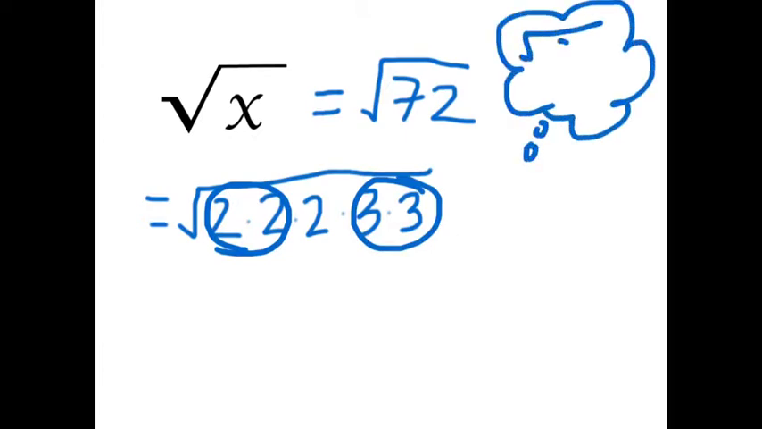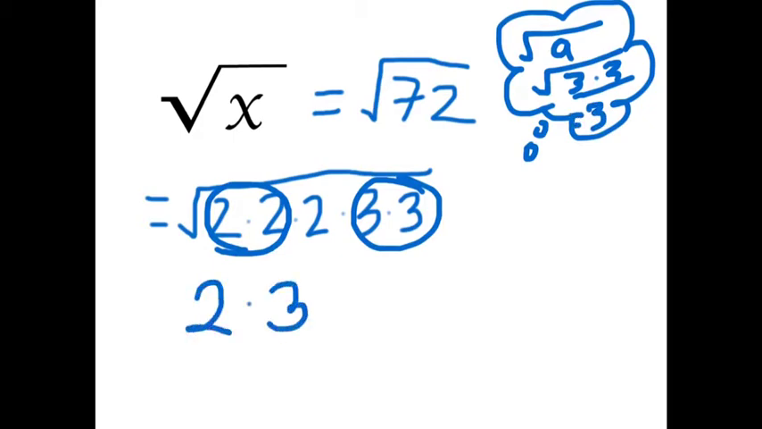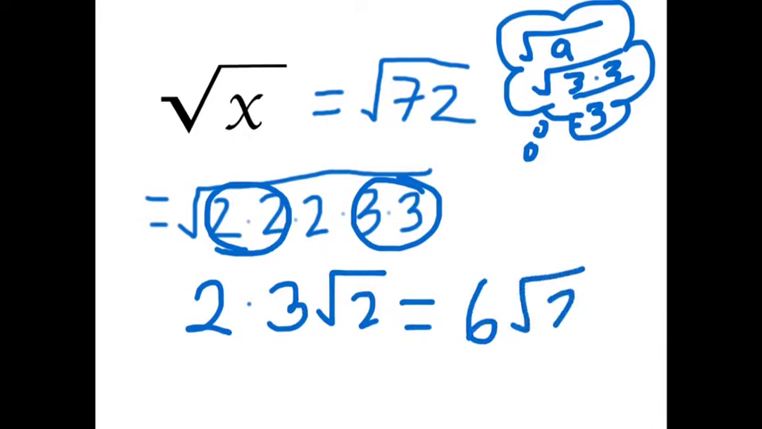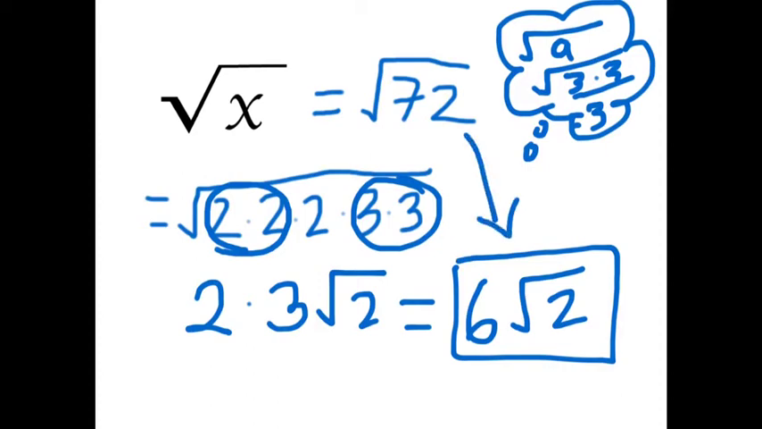Remember, the square root of 9 was 3 because there were 2 3's in there, one pair. That means that my 2 and my 3 are both leaving the square root, leaving that poor 2 inside. That leaves us with 6 square root 2. That would be our simplified form of the square root of 72.